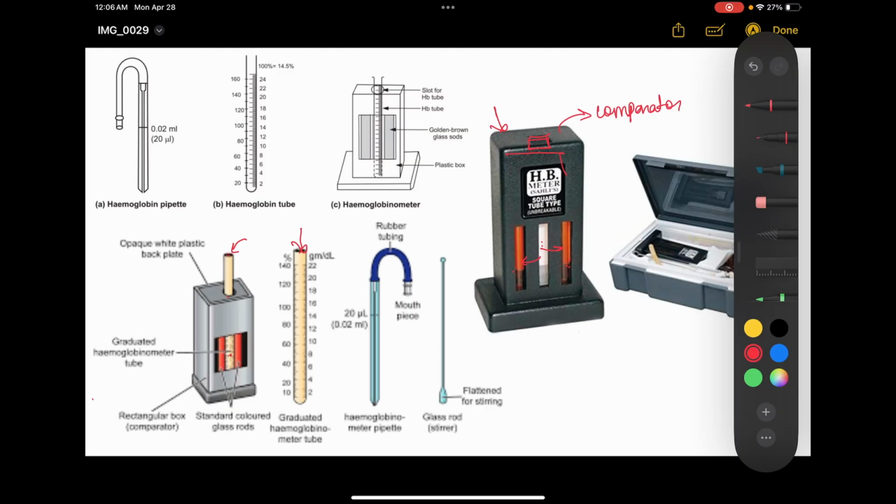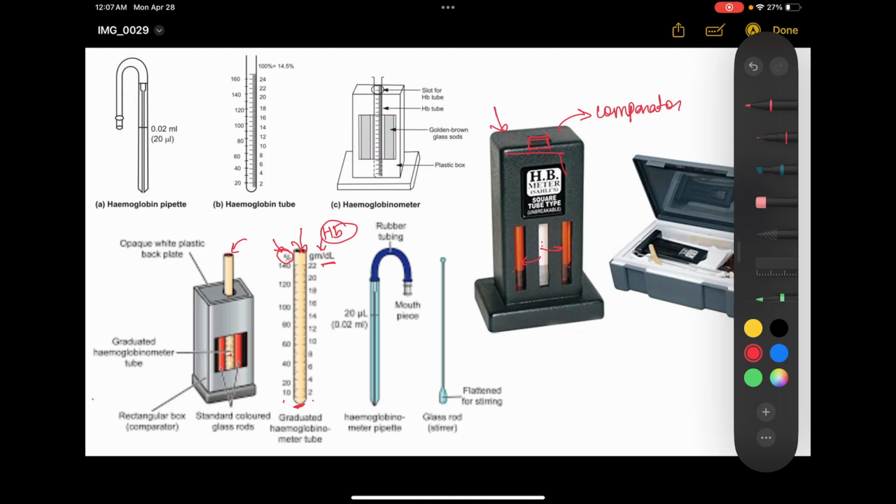What other equipment is there? First, we'll discuss the tube, which is very important. This is your graduated hemoglobin tube. It has graduations on two sides. One starts from 2 to 22 and is in grams per deciliter, which is used for hemoglobin estimation. The other side of graduation is in percentage. These two graduations are used for two different purposes in the same tube.